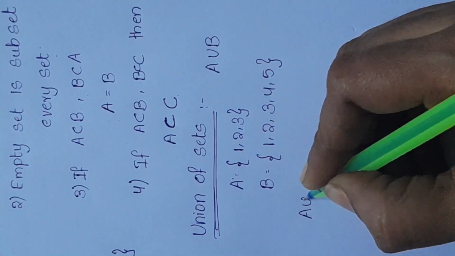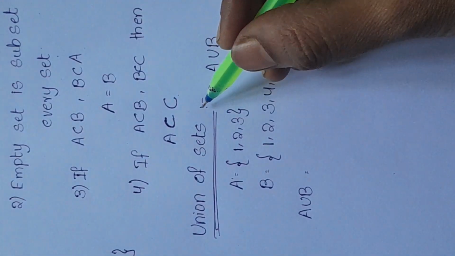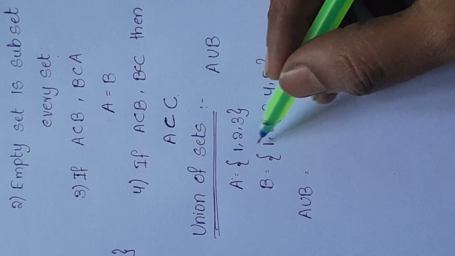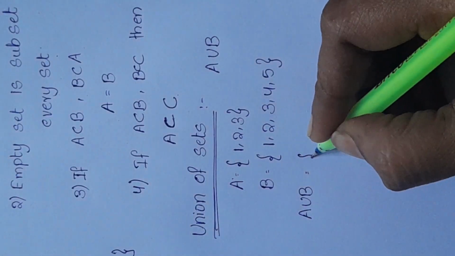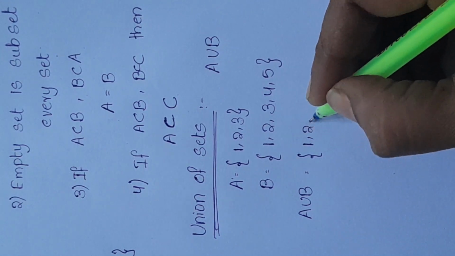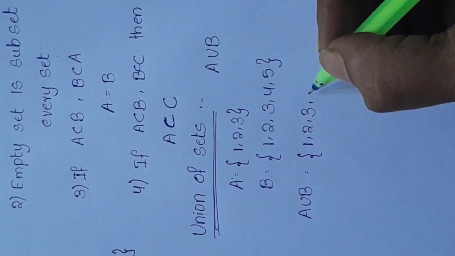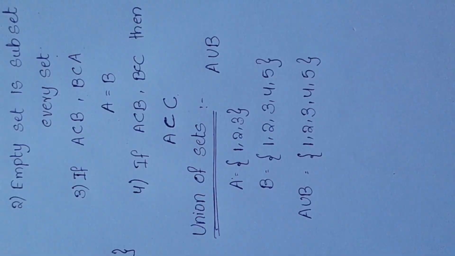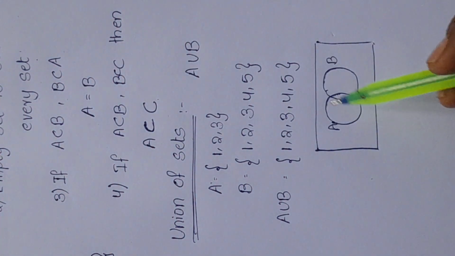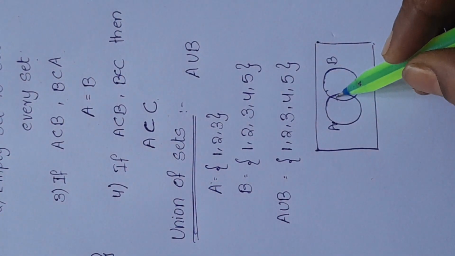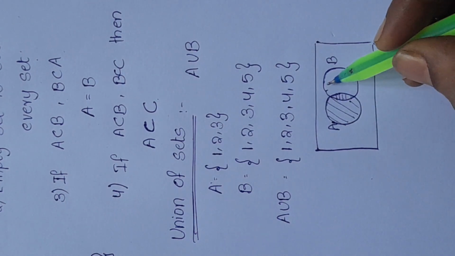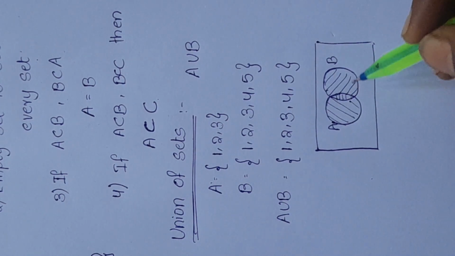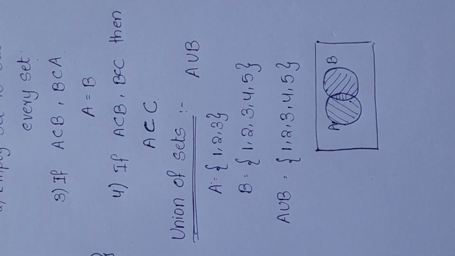Now to find A union B, first of all, union of sets is we should take the individual elements and also the elements which are in common. That is, A union B is equal to, the common elements are 1, 2, 3 and also the individual elements are 4 and 5. The Venn diagram representation of union of sets is we should take the elements in common and also the elements in each set. So this is the Venn diagram representation of A union B.